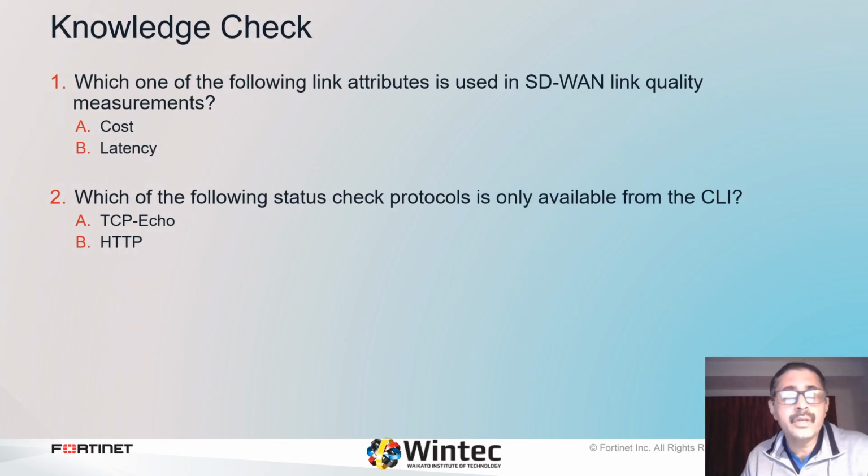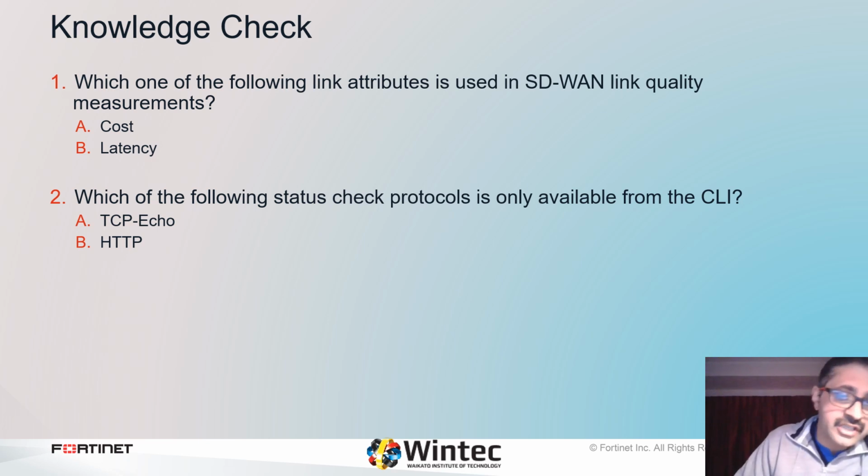Now time for a quick knowledge check. Question 1. Which one of the following link attributes is used in SD-WAN link quality measurement? Cost, B, latency. Question number 2. Which of the following status check protocols is available for the CLI? TCP echo, HTTP. Now, keep your answers flowing on the chat mode, please.